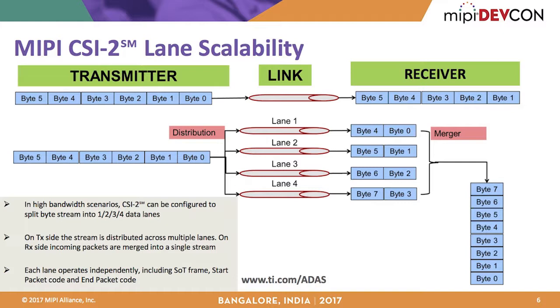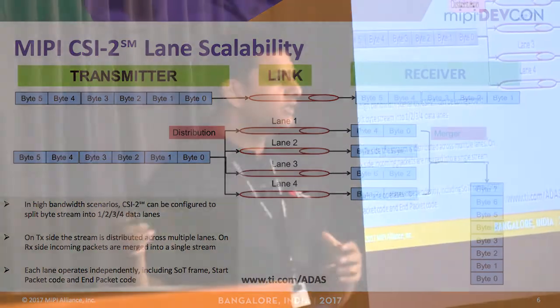At the receiver side, the merger algorithm does the exact opposite. It receives byte 0 from lane 1, and then takes byte 1 from the second lane, and so on, and then it reconstructs the same byte stream, and the image signal processor or the GPU gets the stream as if the distribution and merger had never happened. And by doing that you get 4 times the bandwidth without any extra software processing.